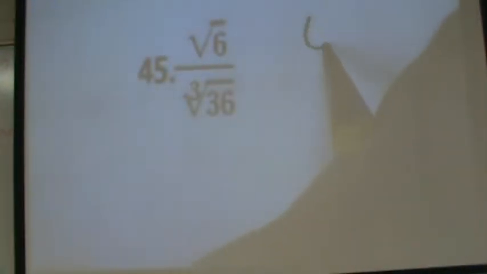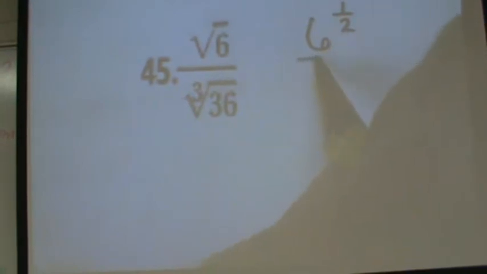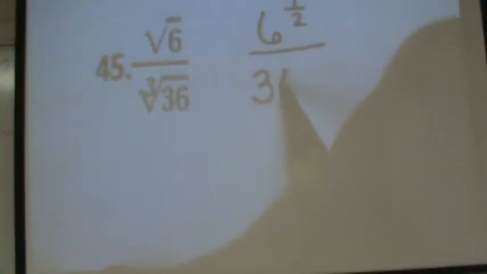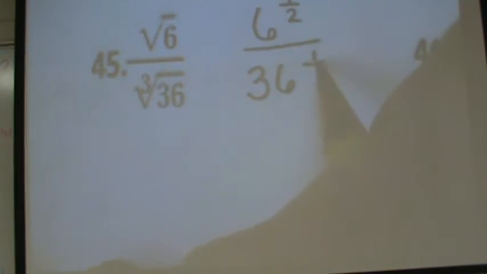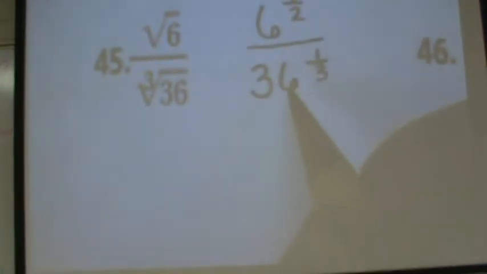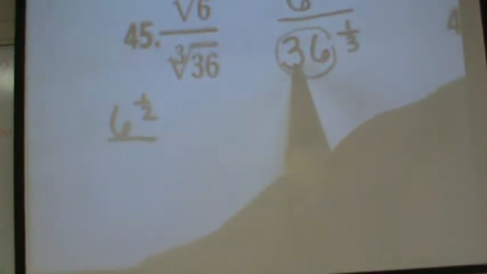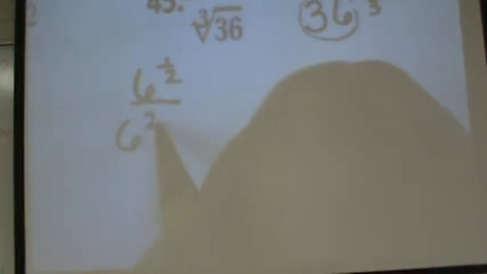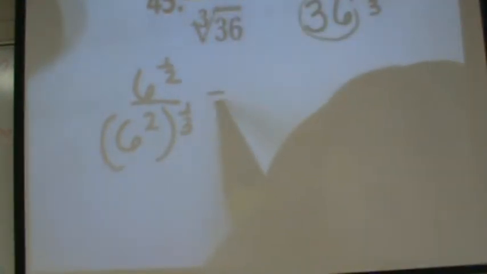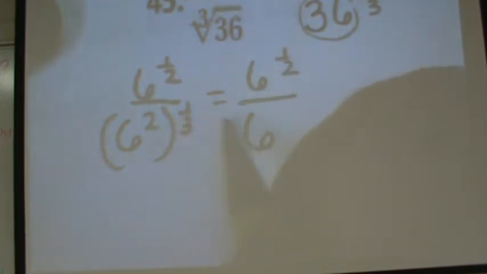45, you're going to write this as 6 to the 1/2 power over 36 to the 1/3 power. And now these bases are not the same, so you're going to turn this into a base 6. So 6 to the 1/2, and this is going to be 6 squared. 6 squared is 36. So we've got a power to a power, so this is going to be 2 times 1/3. So we have 6 to the 1/2 over 6, 2 times 1/3 is 2/3.